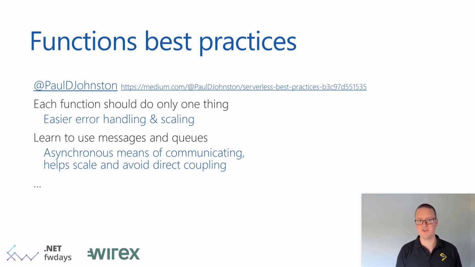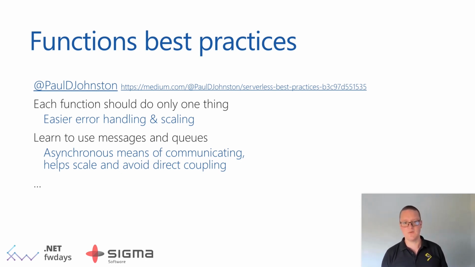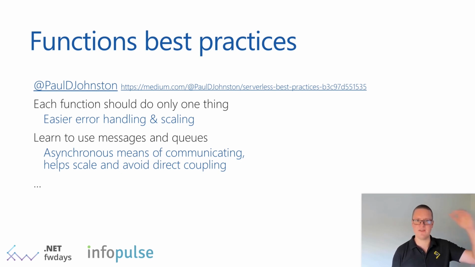If anyone knows Paul D. Johnson, he is the person who has been building AWS Lambda, and he's been blogging a lot about building microservices and functions and Lambda-based architectures. In one of his blog posts, he mentions a number of best practices. An interesting one there is that every function should only do one thing and only one thing well. This makes it easier to handle errors that may occur and also to scale a function. If you have a function that does 5 things, it's much more difficult to figure out which of the 5 things failed if the function fails. And if you want to scale just one step of those 5 steps, it's also much more difficult if they're all embedded in one function.